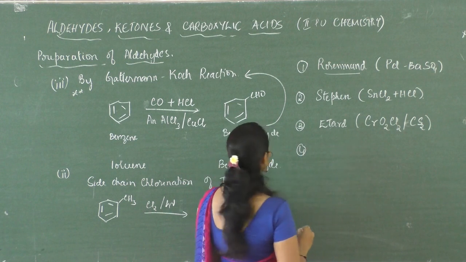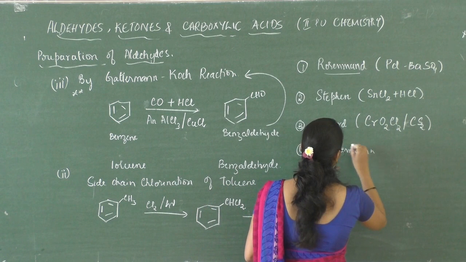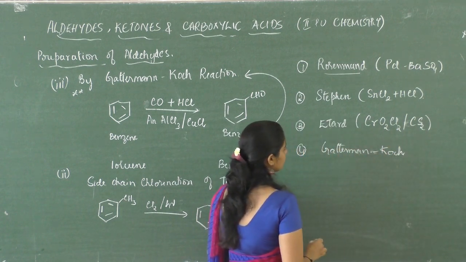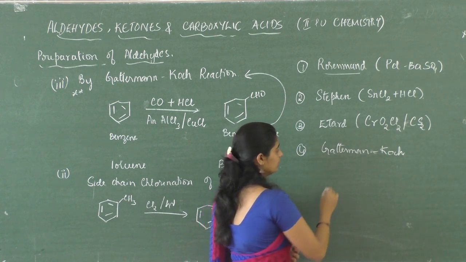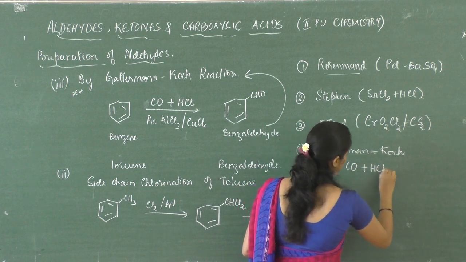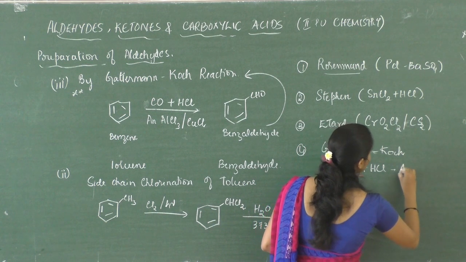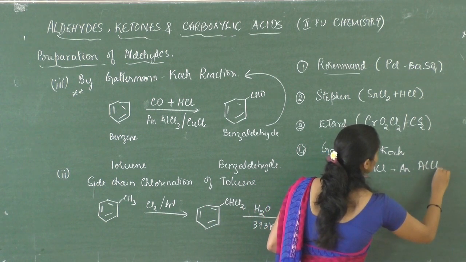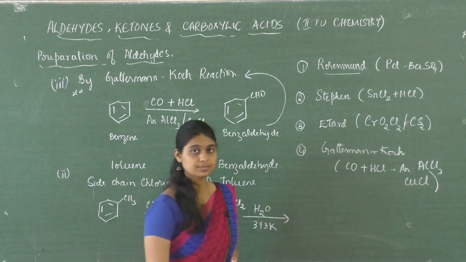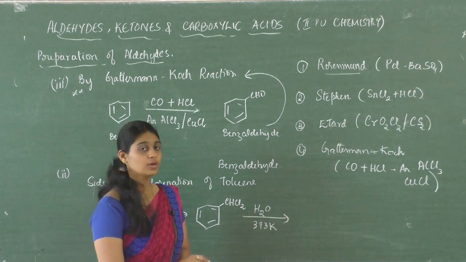And the last one that we have studied is Gattermann-Koch. In this, the reagent that is used is the mixture of carbon monoxide and HCl in the presence of anhydrous aluminium chloride, or you can also use cuprous chloride as a reagent. Hope this is clear.